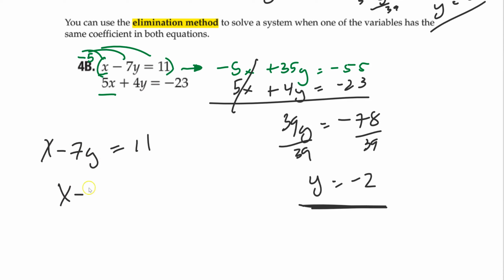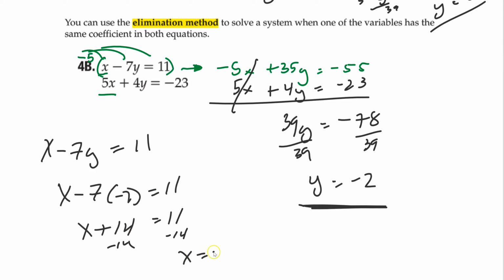So x minus 7 times -2 equals 11. X plus 14, double negatives, equals 11. Subtract 14. X equals -3. I write my answer as a little point, (-3, -2). Alright, so that's the elimination method.